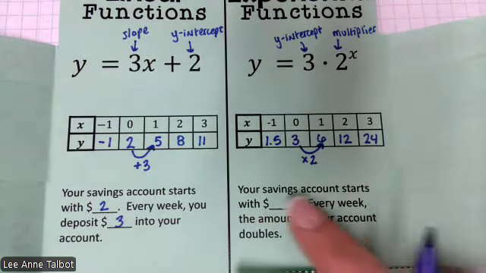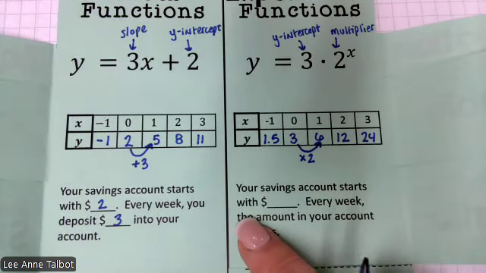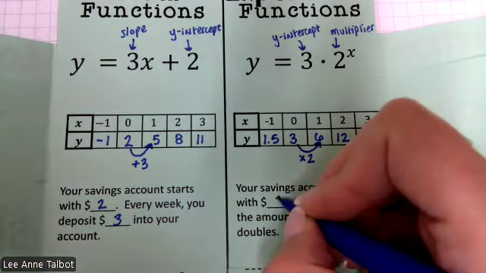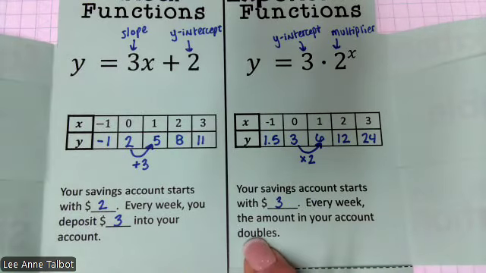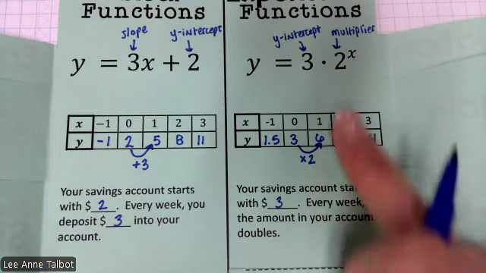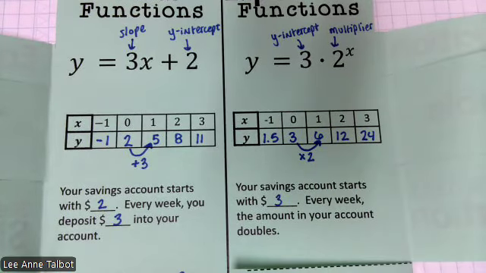Real world situation. Your savings account starts with $3. Every week, the amount in your account doubles. And this number might change depending on what your multiplier is. This particular one is doubling.